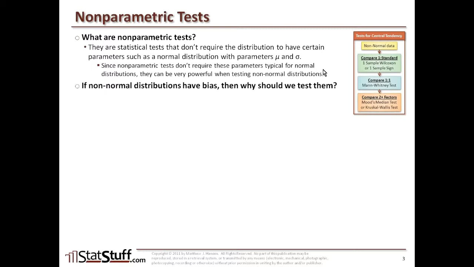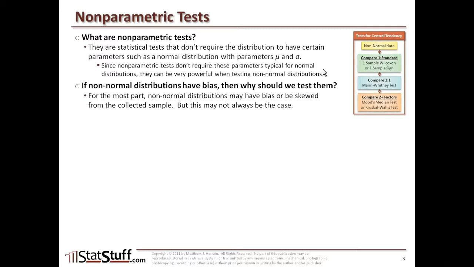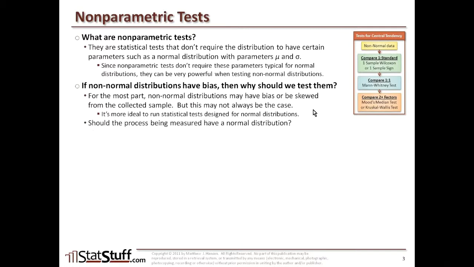So if non-normal distributions have bias, so-called, then why is it that we should even test them? Well, for the most part, we would say that non-normal distributions may have some bias that might be skewed from the collected sample, but that may not always be the case. So it's more ideal if we can get our data to be normally distributed and run our statistical tests in that way, but it's not always possible.